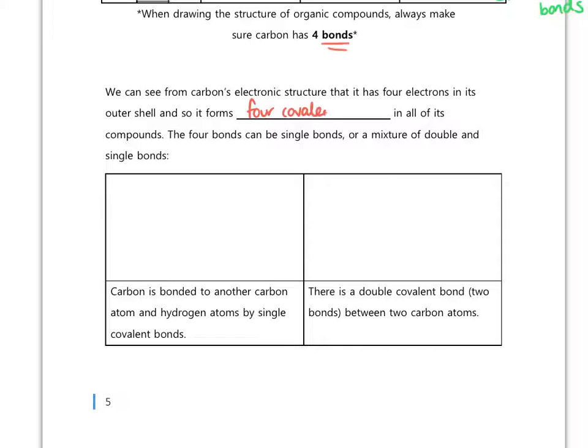Carbon forms 4 covalent bonds in all of its compounds. And we've seen that in how it shares electrons rather than gaining or losing electrons. It shares electrons to get that full outer shell and form those 4 covalent bonds, just as I showed you with methane. And those 4 bonds can be single bonds or double bonds or a mixture of double and single bonds.